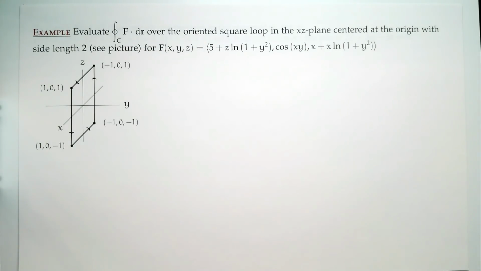Evaluate the integral over the curve of F dot dr. It's an oriented square loop in the xz plane centered at the origin with side length 2. And they even gave us a picture here. And our function, F of x, y, z, is something. Okay, so what kind of problem do we have here?